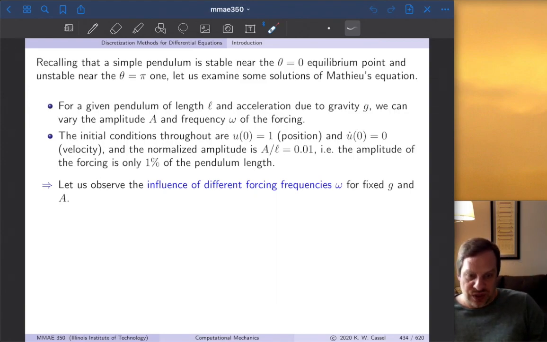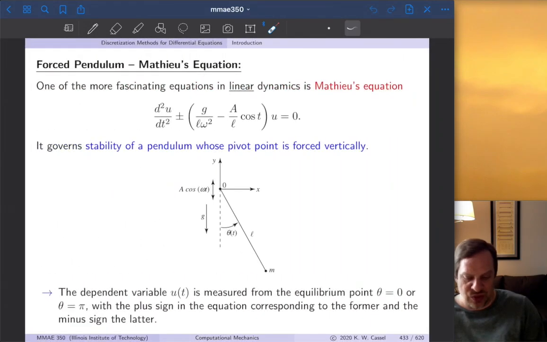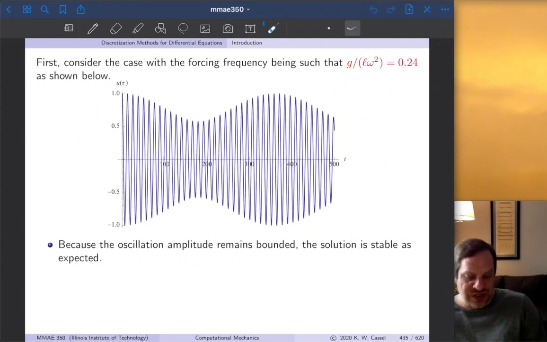So it's just a small bit of forcing. And then we're going to look at, for fixed G and A, which we just described, how the frequency affects the solution. Okay, so here's a case with G over L omega squared equal to 0.24. Remember, if you go back to the equation, that's this coefficient right here. We set that to 0.24, and you get the solution.